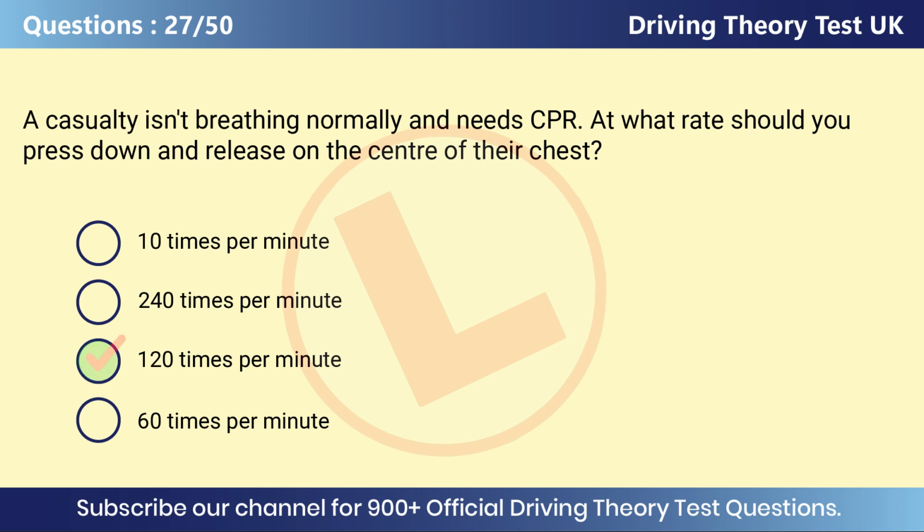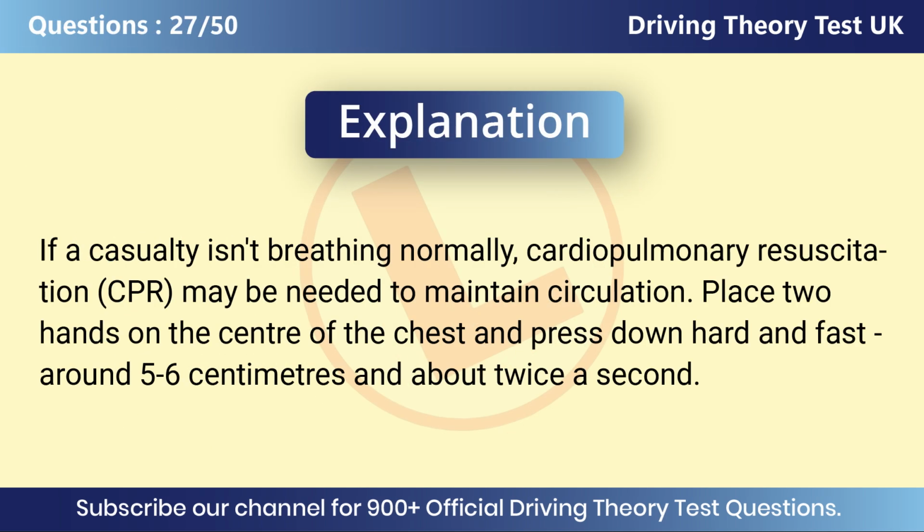C. 120 times per minute. If a casualty isn't breathing normally, cardiopulmonary resuscitation, CPR, may be needed to maintain circulation. Place 2 hands on the center of the chest and press down hard and fast, around 5 to 6 centimeters and about twice a second.